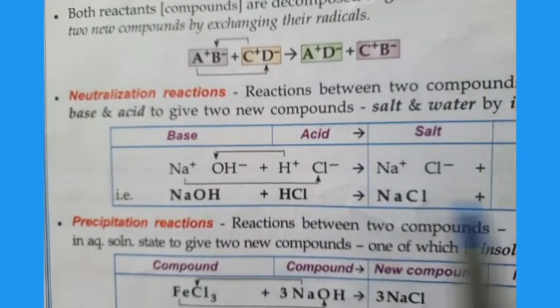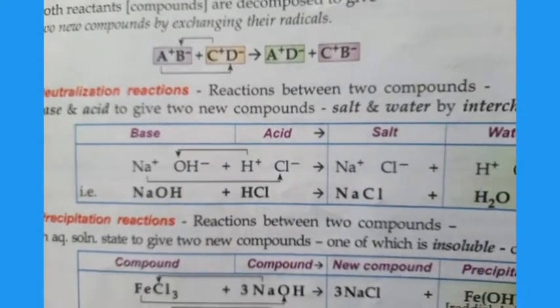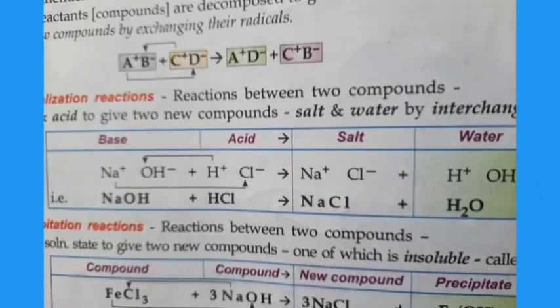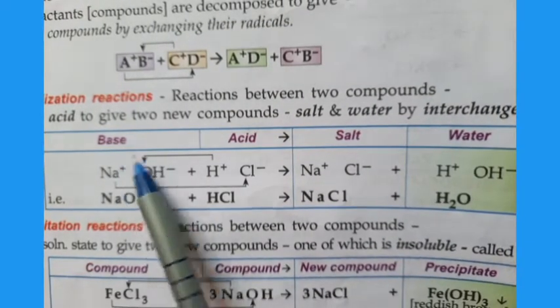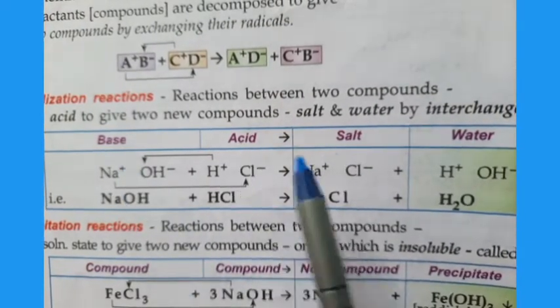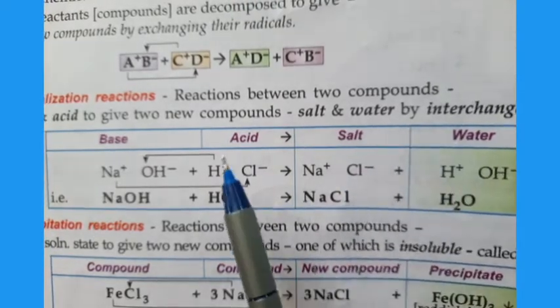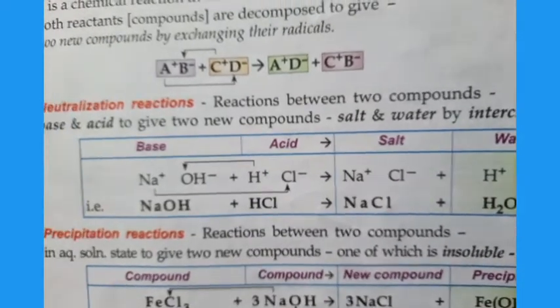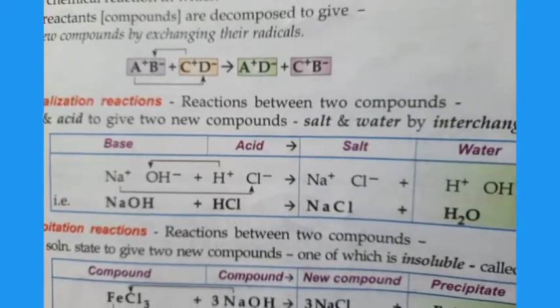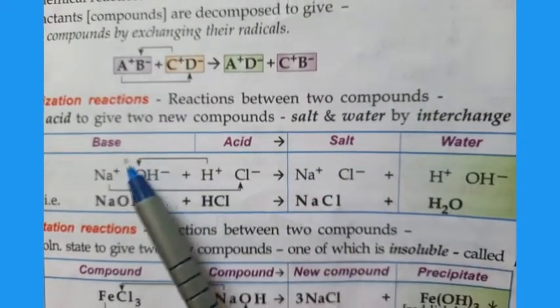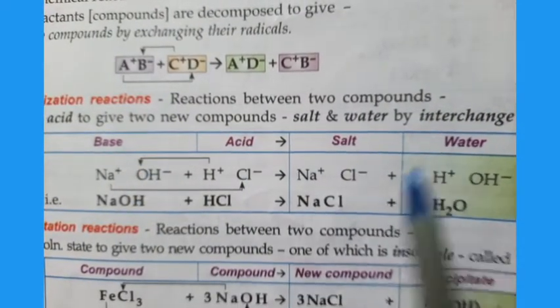Okay, when acid and base react to form salt and water, that reaction is called neutralization reaction. When acid and base react to form salt and water, that reaction is known by the name neutralization reaction, students. These are those reactions in which acid and base react to form salt and water.